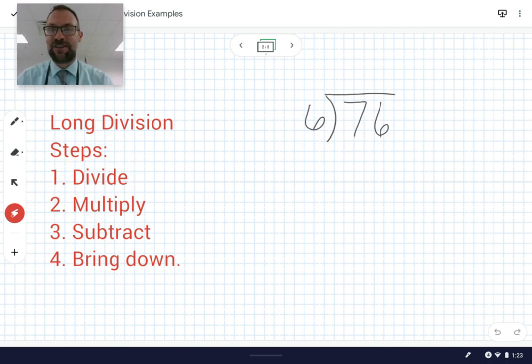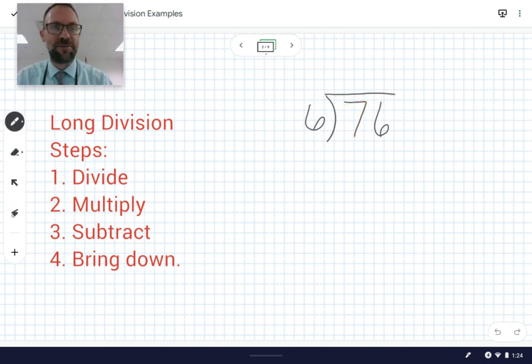So when we have a problem like 76 divided by 6, we first look at the digit furthest to the left, the dividend digit 7 here. Because in long division, remember, we start with the digit on the left and we work our way to the right. So we ask ourselves the same question we asked ourselves when we were learning partial quotients. How many groups of 6 can I make from 7?